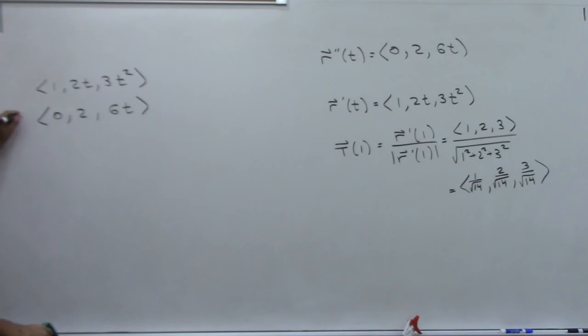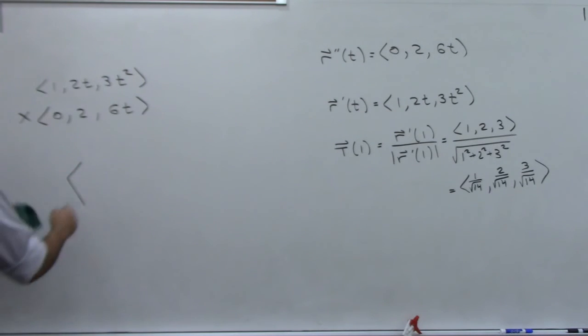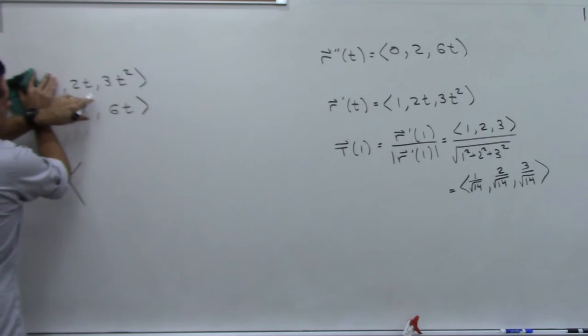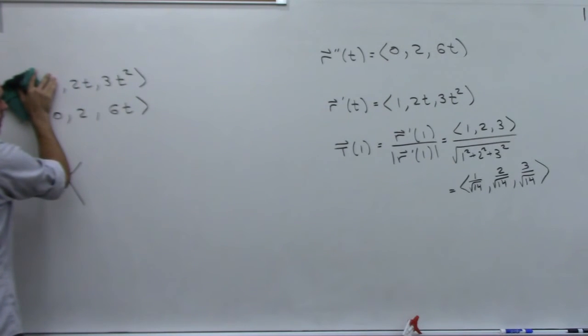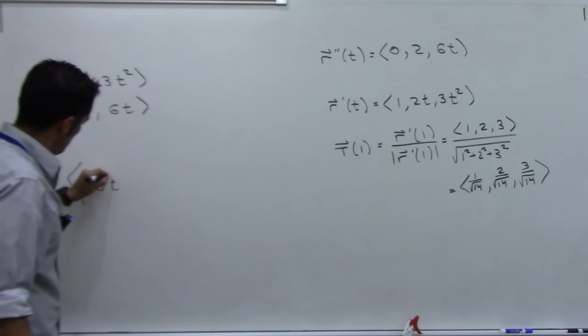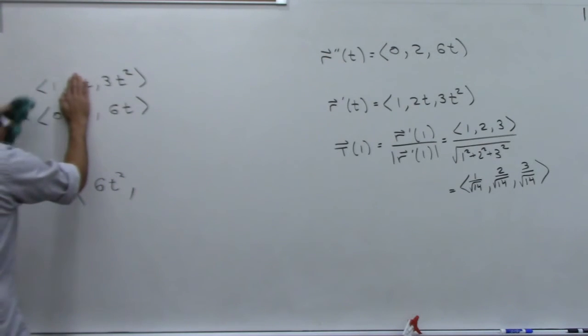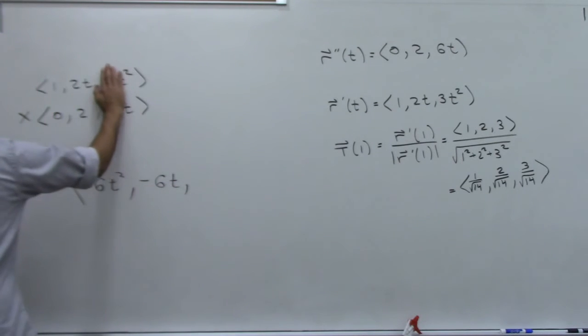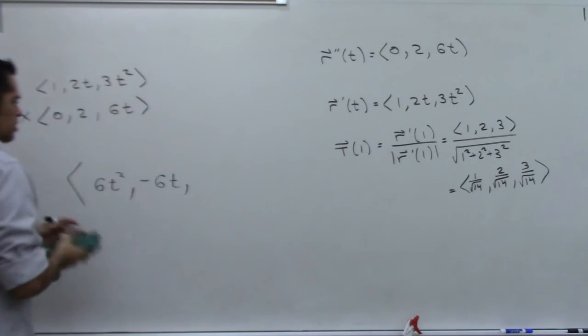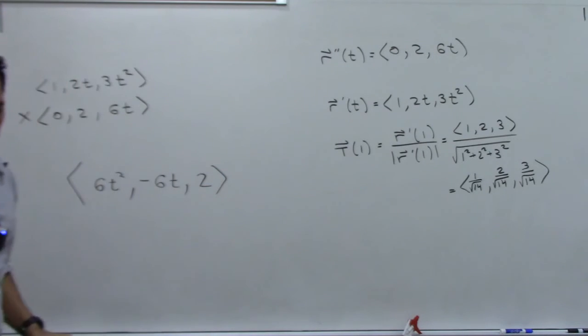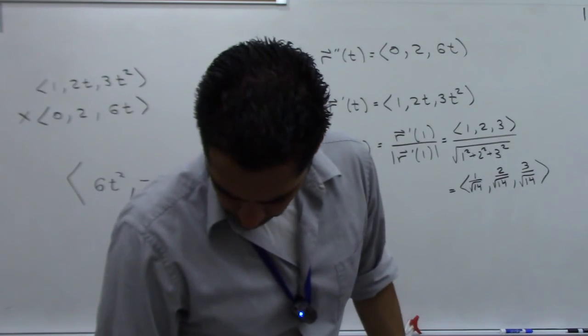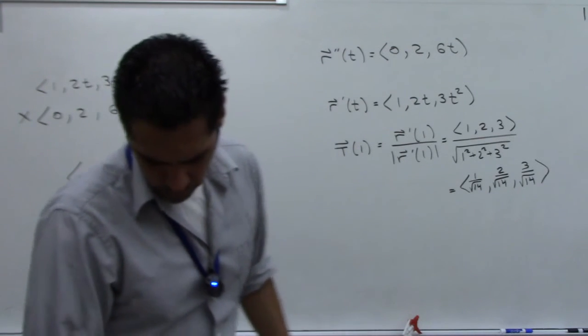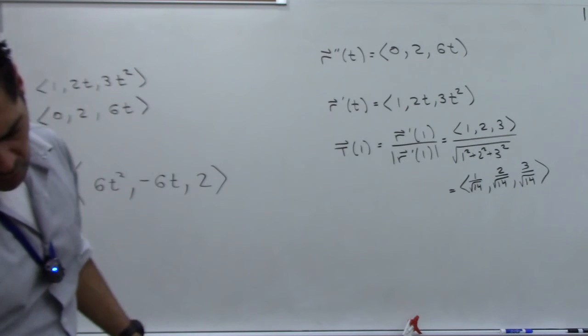If I want to get the i component, I cover up i, and I've got what here? This times this, that's 12t squared, take away 6t squared, which is 6t squared. Now I cover up this one. 1 times 6t is 6t, 0 times that is 0. So I have 6t, but then I subtract it, so minus 6t. And I cover up this one. 2 take away 0, it's just 2. All right. That's all they wanted. Okay.